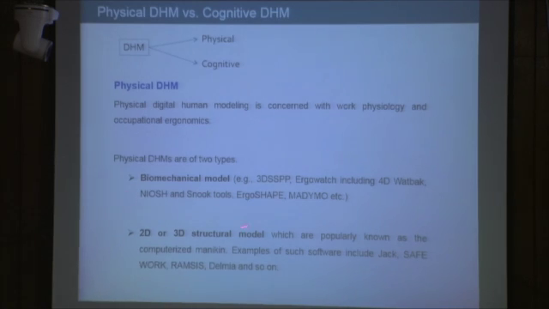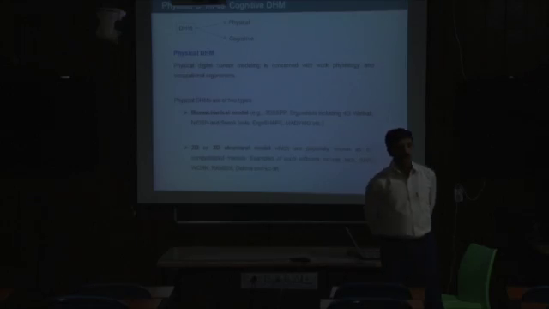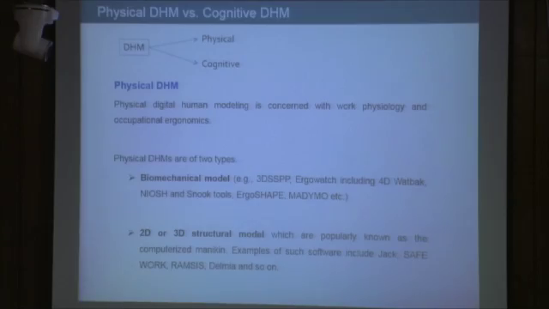So overall, this physical digital human model is mainly concerned with biomechanical and anthropometric aspects, and while we are evaluating any workstation, checking the human compatibility with the machine, we use this type of physical digital human model. But the digital human model which we are discussing in the present course is mainly related to the 2-dimensional or 3-dimensional structural model.